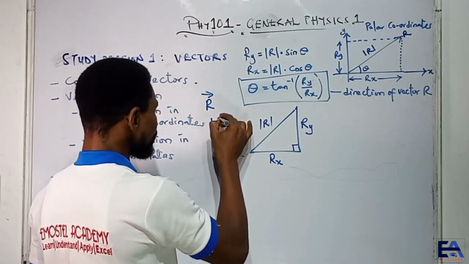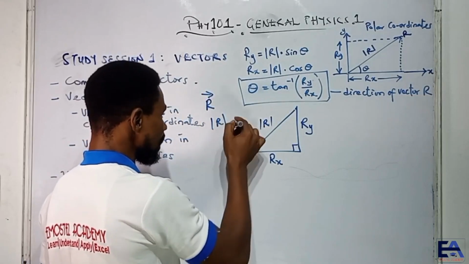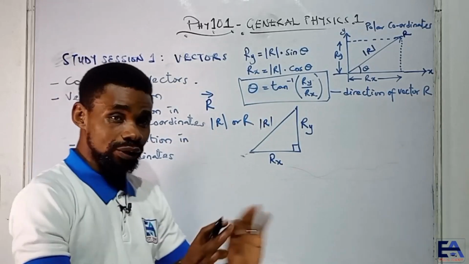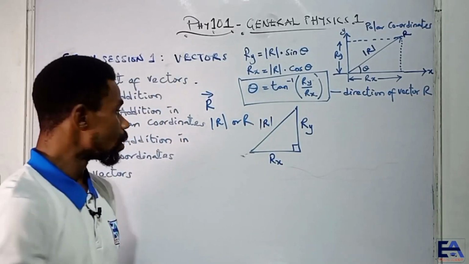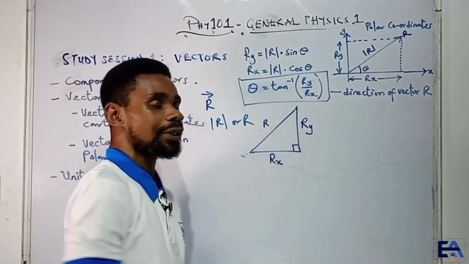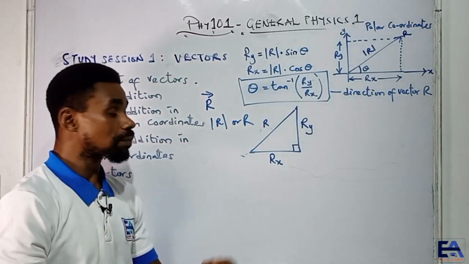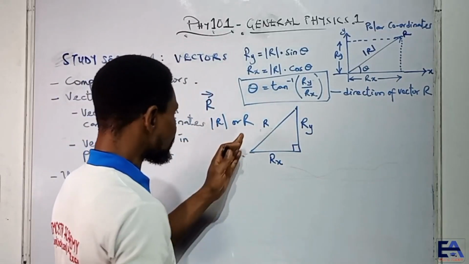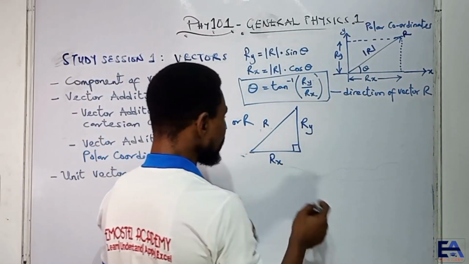The magnitude of R is represented either by putting a bar or just by simply saying R. So if R is what is there, no problem, you are still cool. As a matter of fact, I even prefer it that way. It makes this look more presentable. So at the end of the day, you have this as R.